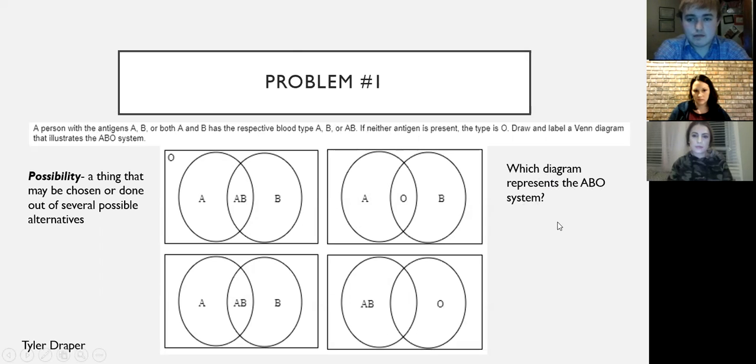So if we look at this one on the top right, it has A and B and O, but it doesn't have AB. The bottom right has AB and O, but it doesn't have A or B. The one on the bottom left has A, B, and AB, but what if you're neither of those and you're O? So that leaves us with this top left one. We have A type, B type, in the very middle of the Venn diagram AB, and if you're neither of those, then you're O. So the top left one is correct.